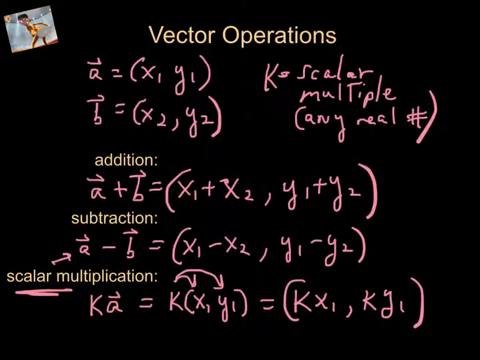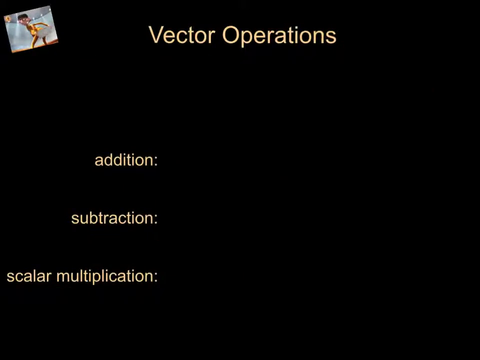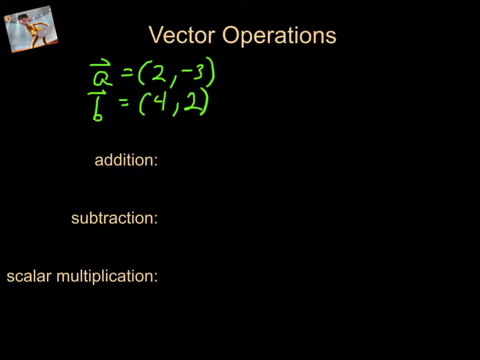Let's do some examples. Let us take vector A, and let's assign it some values. How about 2, comma, negative 3? And vector B, I don't know, how about 4, comma, 2. And we are going to need a scalar, and I said it could be any real number. So we'll keep it simple for this. How about k equals 4? Okay, so those are our givens.